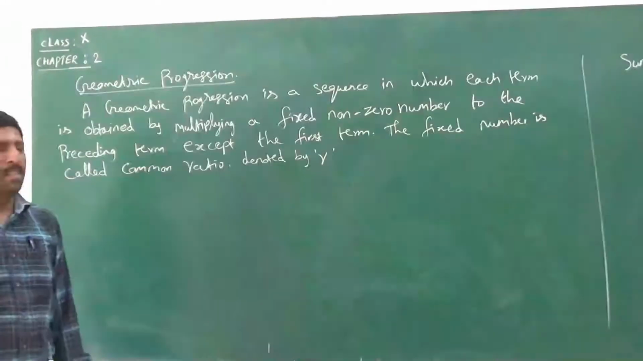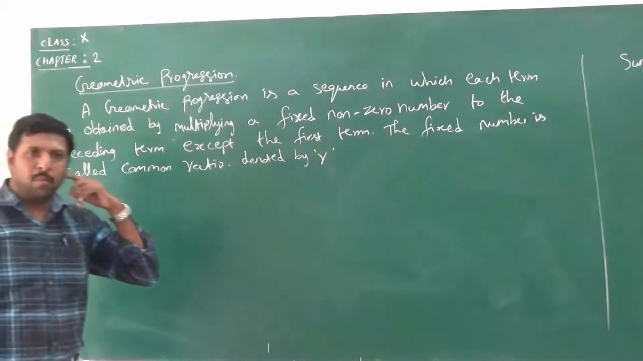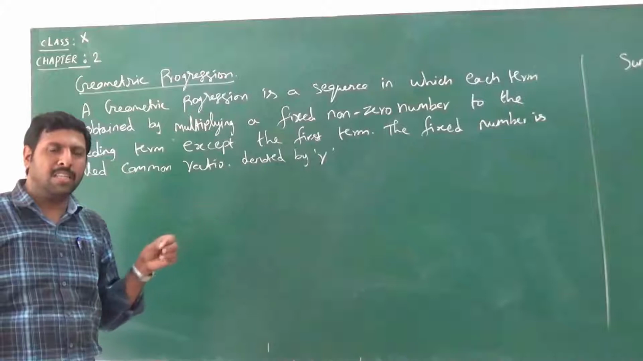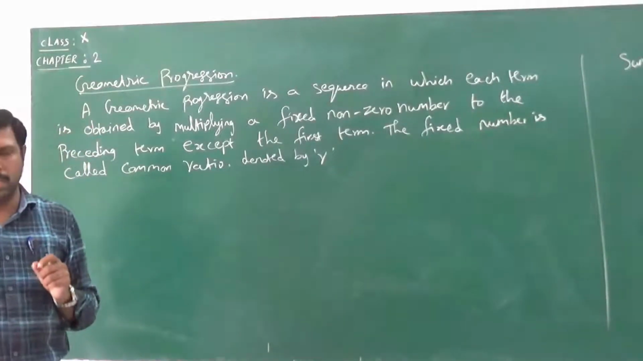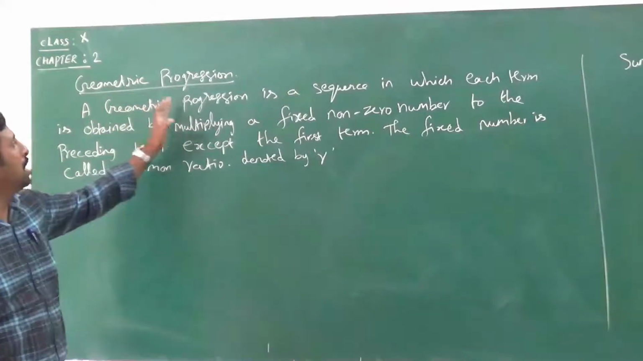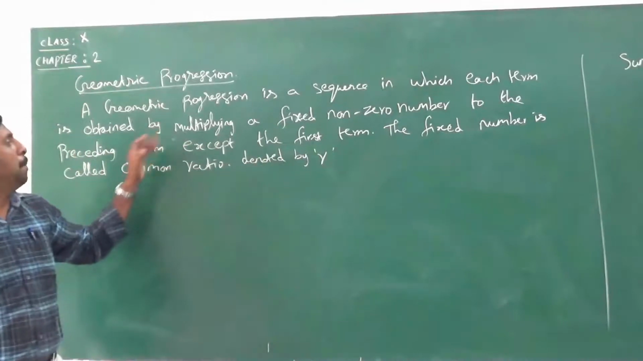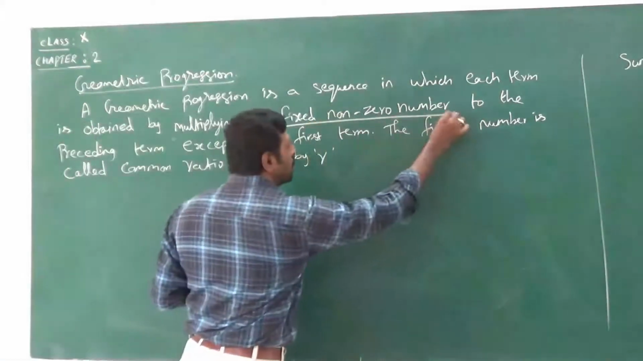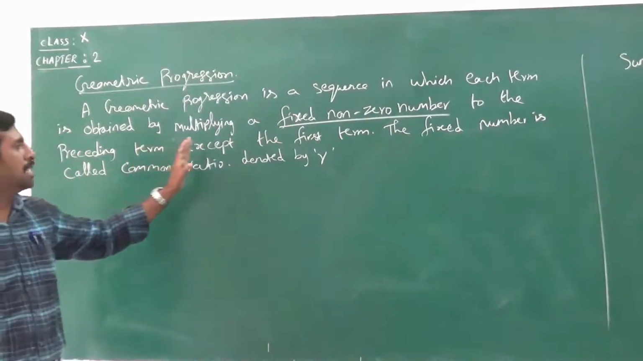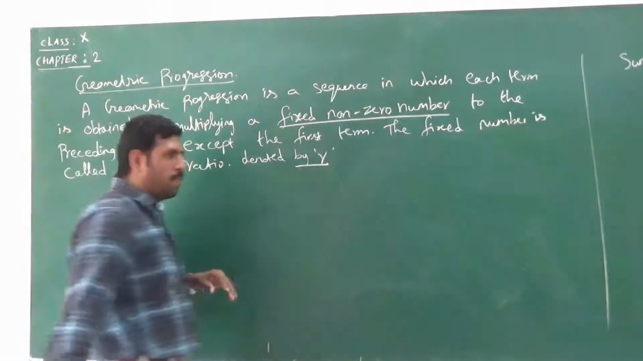Hi students, today we are going to see geometric progressions. A geometric progression is a sequence arranged in a specific order that has a common ratio. If the common ratio is equal throughout, we can say it is a geometric progression. The definition: a geometric progression is a sequence in which each term is obtained by multiplying the preceding term by a fixed non-zero number, except the first term. The fixed number is called the common ratio and we denote it as r.